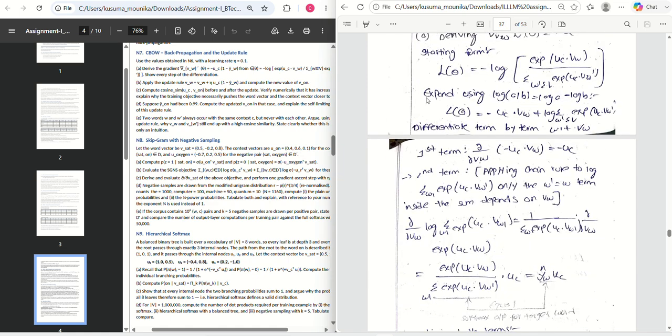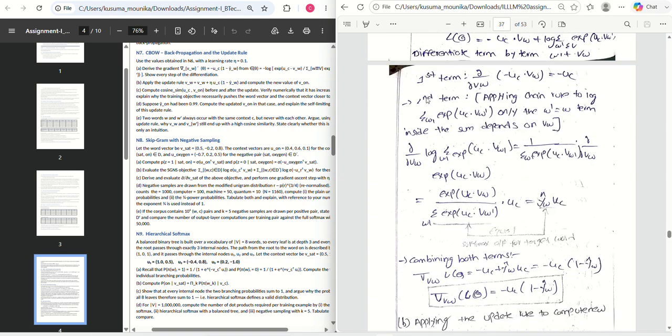Let's start from the loss, negative log of exponential UC dot VW over the sum over all W prime of the component. Using log of AB equals log A minus log B, I have derived negative UC dot VW plus log of the sum. Differentiating term by term with respect to VW, the first term gives negative UC directly. For the second term, applying the chain rule.